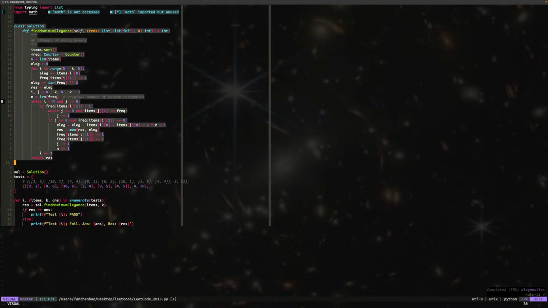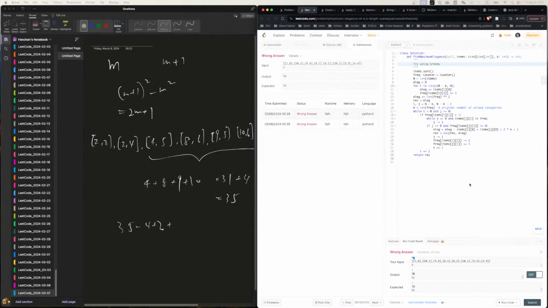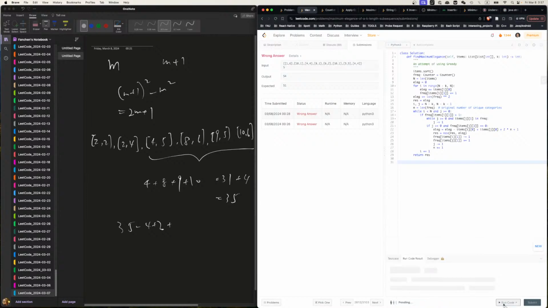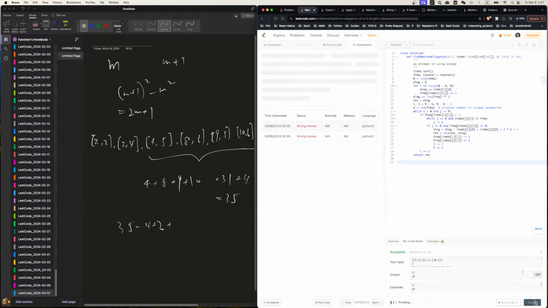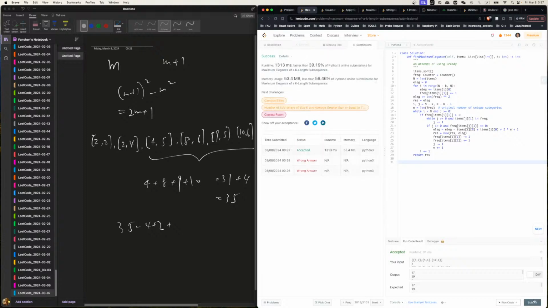That was not really that difficult to discover. It was I do this too early. All right, let's try it again. Let's hope this one is right. This one is correct. So greedy is correct. That was not too bad. That was not bad at all.